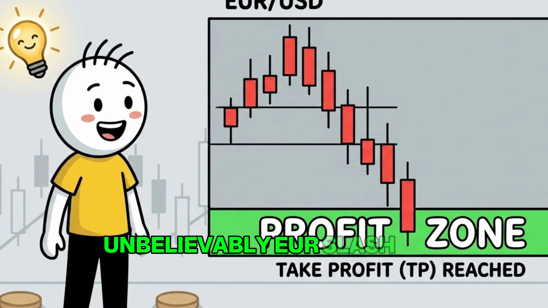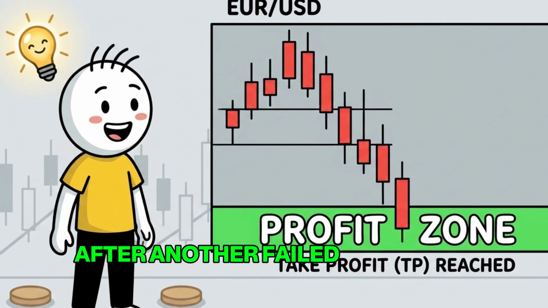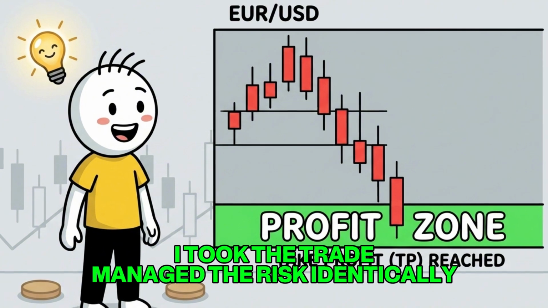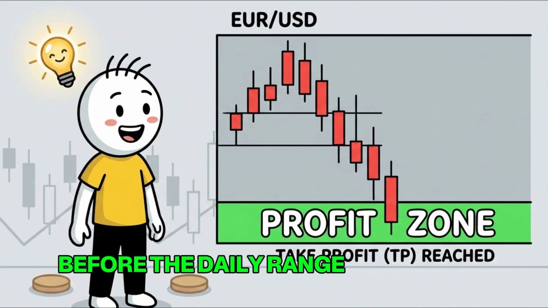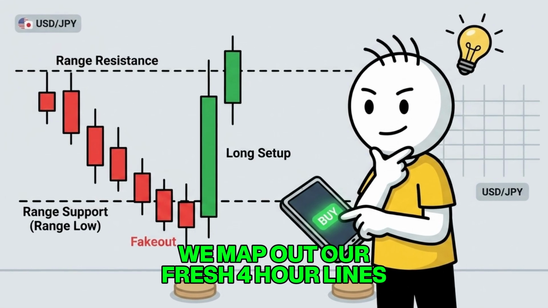Unbelievably, EUR/USD gave us a 4th short entry later in the session after another failed expansion above the roof. I took the trade, managed the risk identically, and it resulted in yet another flawless +2R profit before the daily range concluded. Moving into the next trading day, we map out our fresh 4-hour lines.